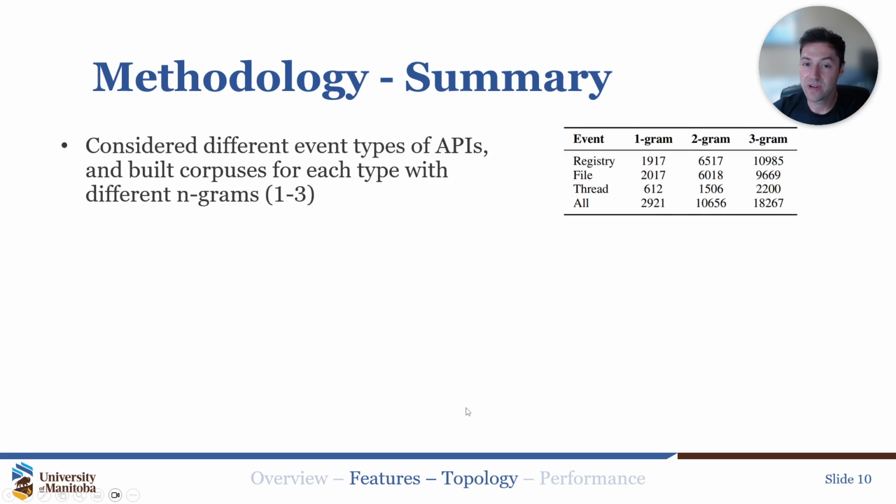But as for a summary of the methodology, one of the things we also did was consider different types of APIs. For event type, we considered all the registry events. Those are APIs corresponding to the registry changes, the file system, and threads. And then we combined all of them in a single feature vector. And we looked at the different 1-grams, 2-grams, and 3-grams, which is just the combination of the APIs next to each other.